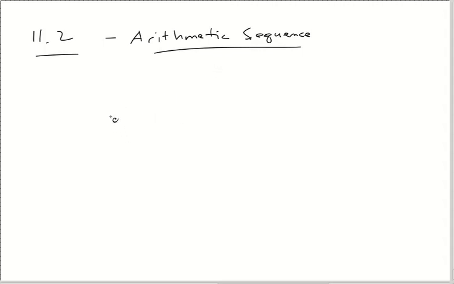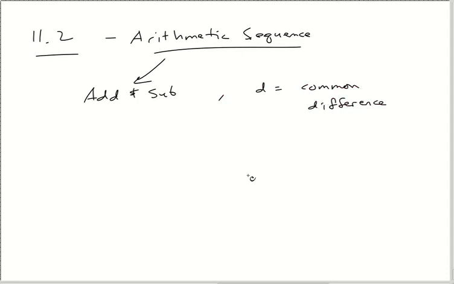Okay. Moving on, what does it mean to do arithmetic sequences? It means you are going to add and subtract. Yep, that's all you're going to do. And whenever you're adding and subtracting, they're going to use the term D, and D means your common difference, which actually is contradictory, isn't it?